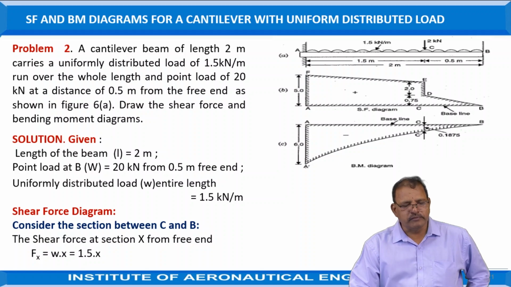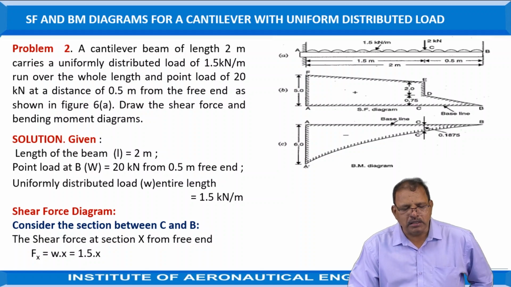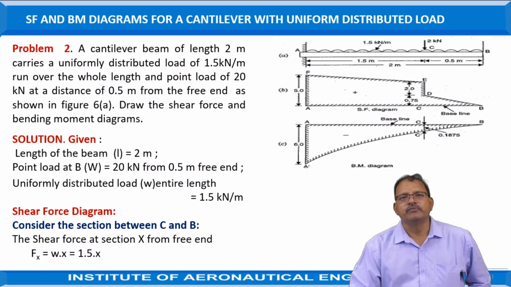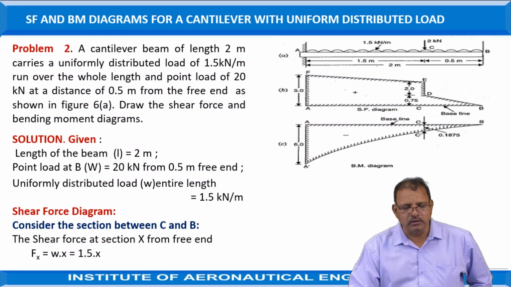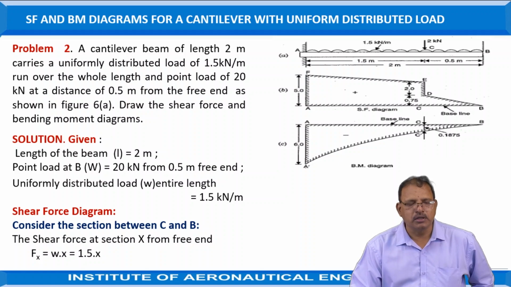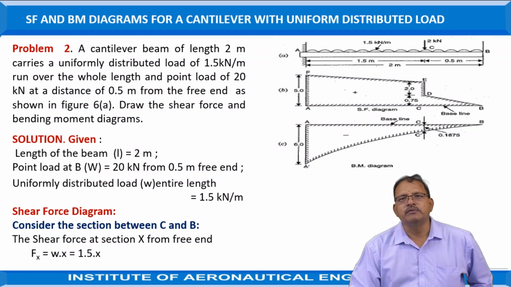Just based on this one, we are taking one problem. A cantilever beam of length 2 meters carries a uniformly distributed load of 1.5 kilonewton per meter run over the whole length and a point load of 20 kilonewtons at a distance of 0.5 meters from the free end, as shown in the figure. Draw the shear force and bending moment diagrams.